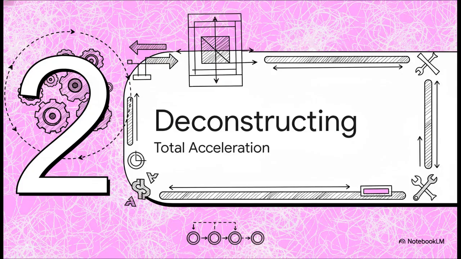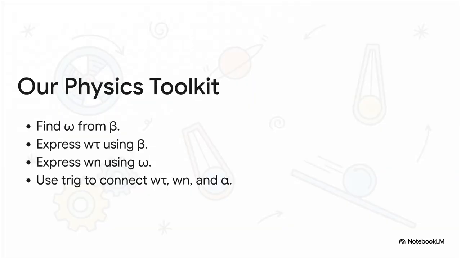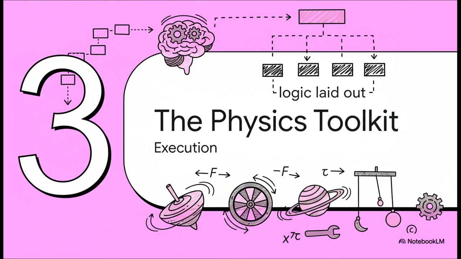All right, now that we've got a handle on the geometry, let's start building our plan. We're going to deconstruct this thing and assemble our physics toolkits. So here's the game plan. First, we need to get the angular velocity, omega, from the angular acceleration, beta. Easy enough. Then we need to find expressions for our two acceleration components, the tangential and the normal. And finally, we'll use our trusty right triangle trig to connect those components to that 60-degree angle. All right, we've got our toolkit ready. It's time to put it to work. The logic is all there. We just have to apply the physics, step by step.